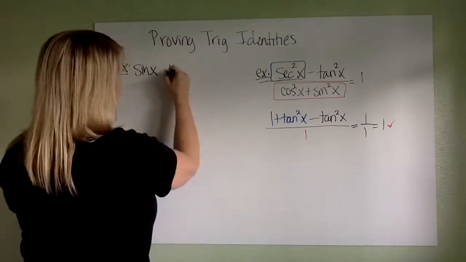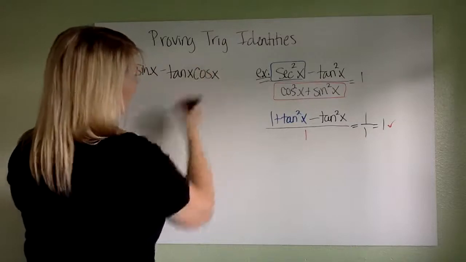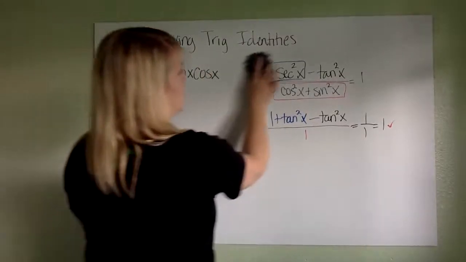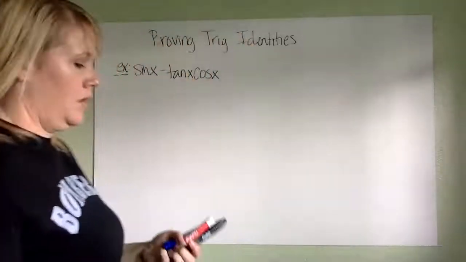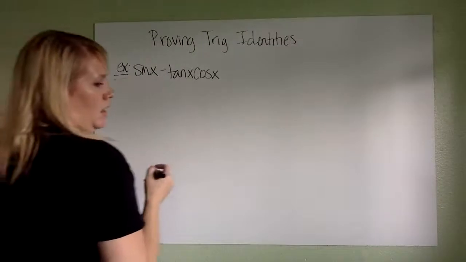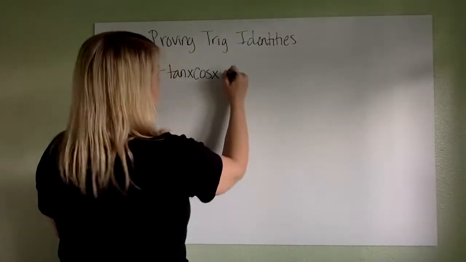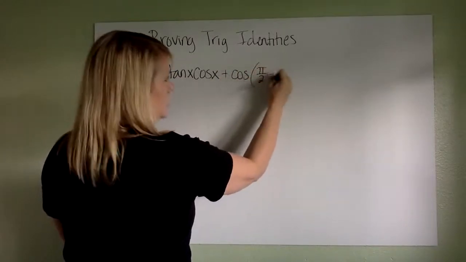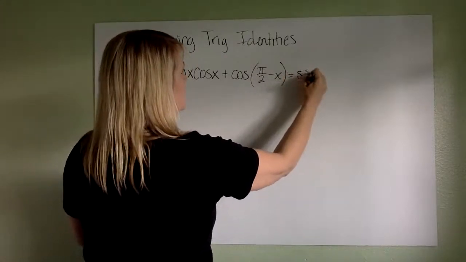Sine x minus the tangent of x times the cosine of x. Oh, I'm going to have to erase that one. I don't have enough room. Cosine plus the cosine of pi over 2 minus x. All of that is equal to the sine of x.